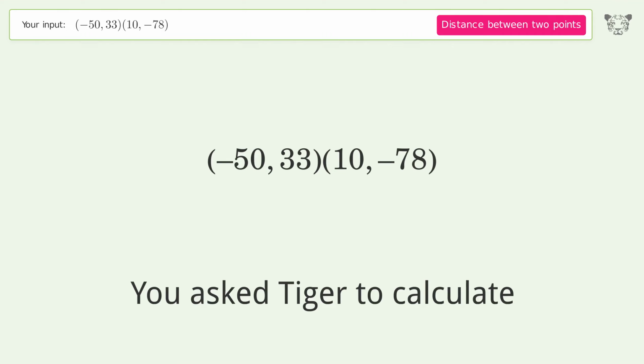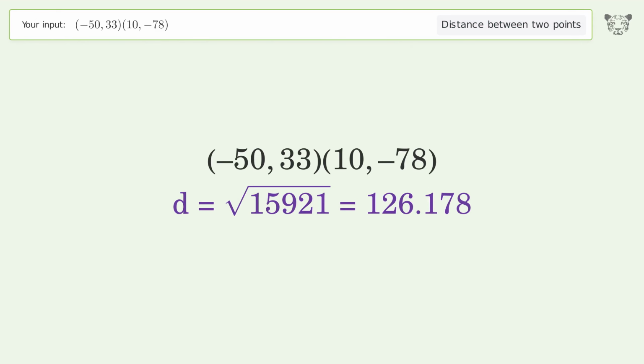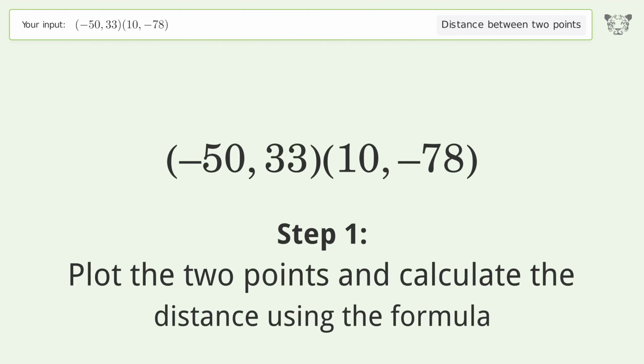You ask Tiger to calculate. This deals with the distance between 2 points. The distance between the 2 points is the square root of 15,921, or 126.178. Let's solve it step by step. Plot the 2 points and calculate the distance using the formula.